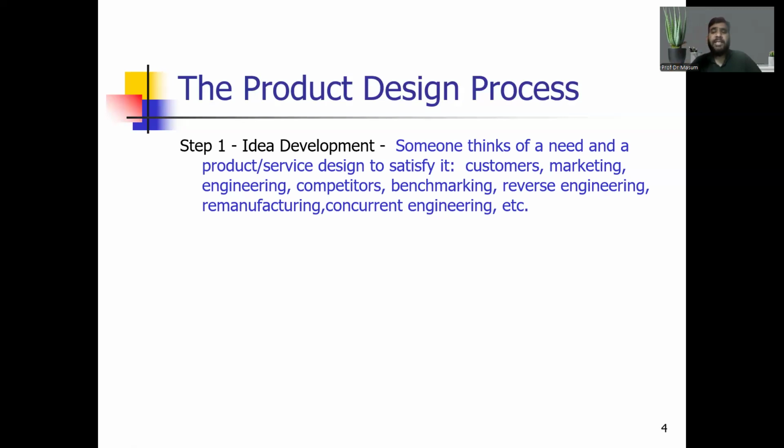So why are they taking the product back? Because there are several components in the product that can be used to manufacture a new similar type of product. It is known as remanufacturing, and concurrent engineering.